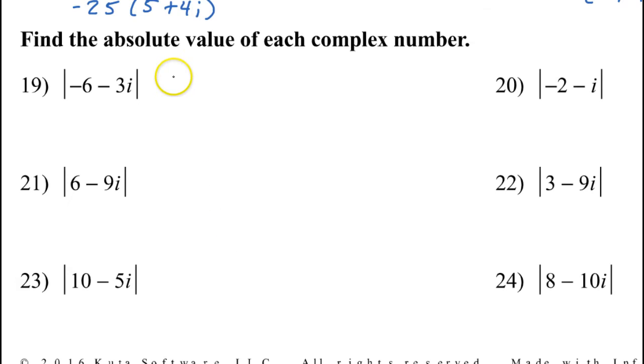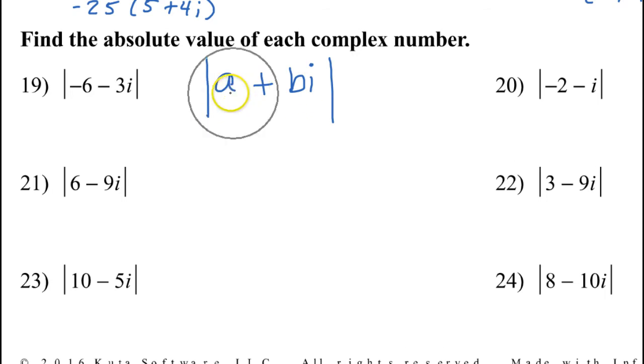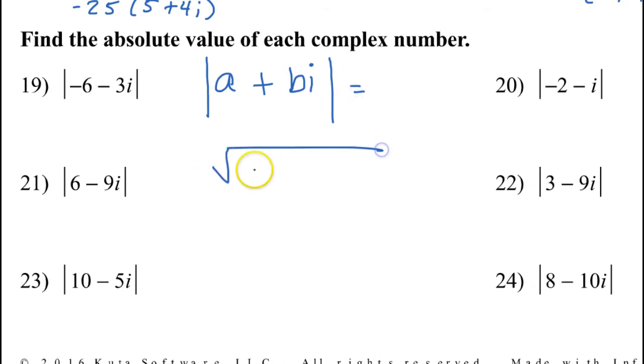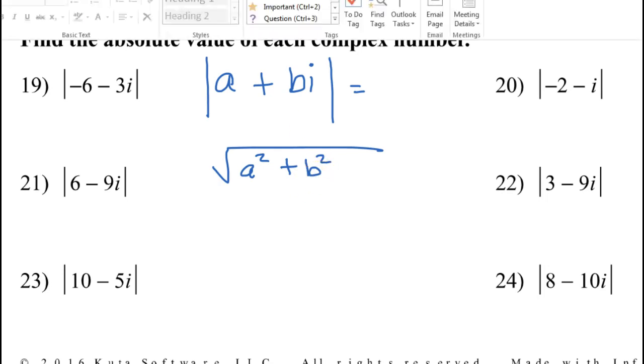So now I will show you how to calculate the absolute value of a complex number. The bottom line is, the absolute value of a complex number a plus bi is going to equal the square root of a squared plus b squared. It's as simple as that.